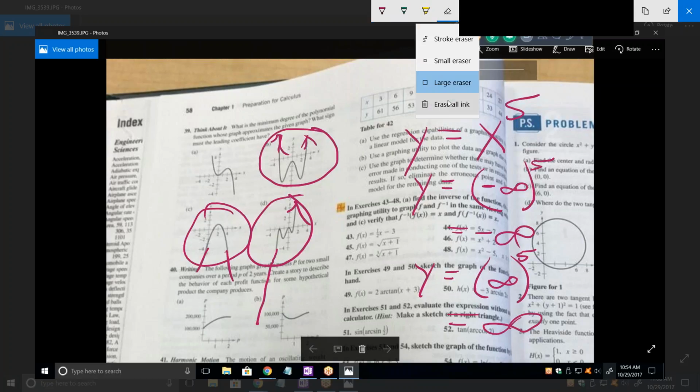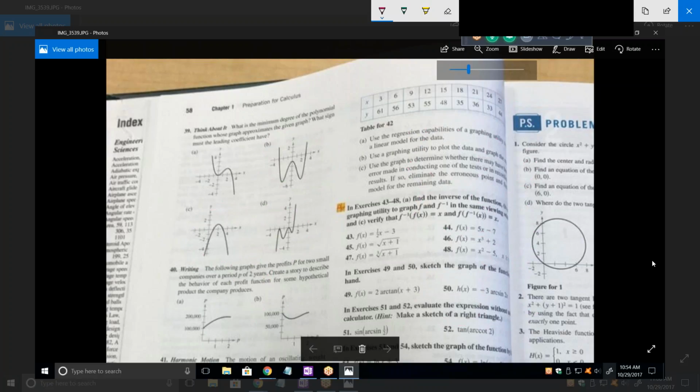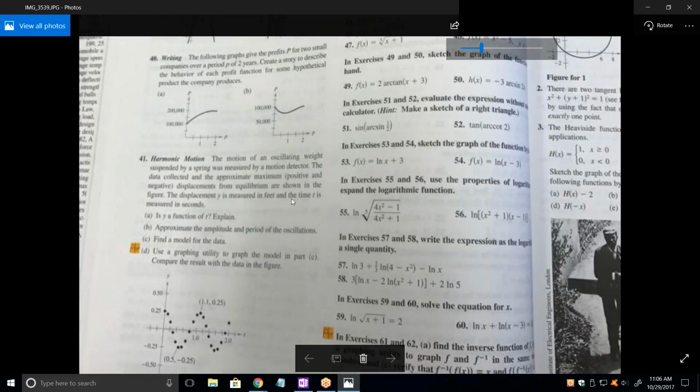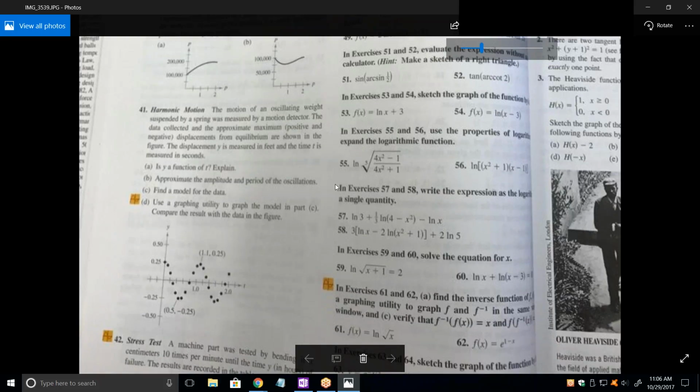Thank you. Now on to 41 on that same picture. Let me scroll down here. Right below. 41, letter C, where it says find a model for the data of the points plotted below. How do I find a model for that? Does it look familiar? Does the graph look familiar?